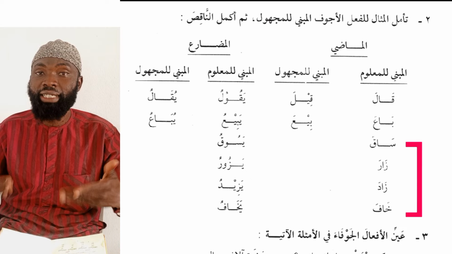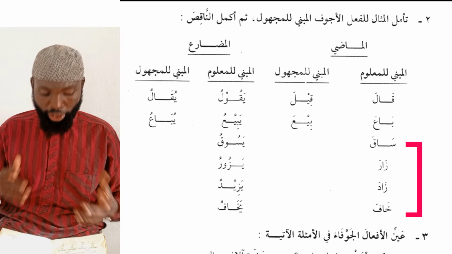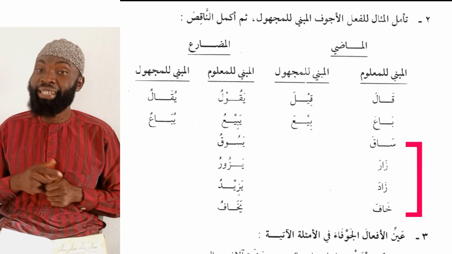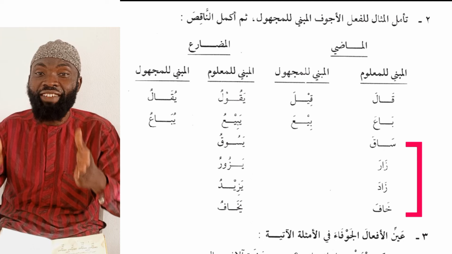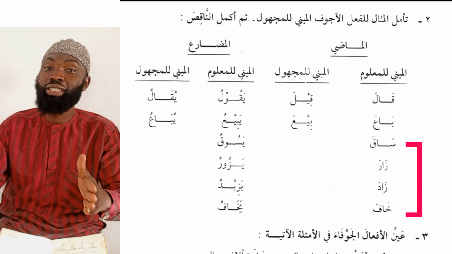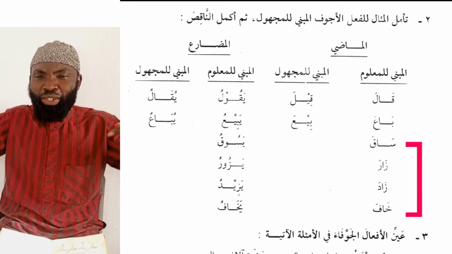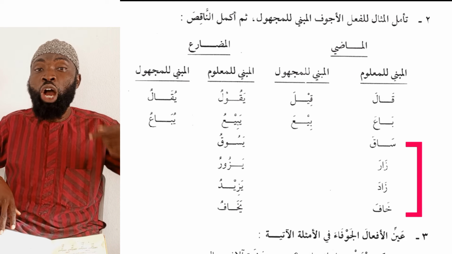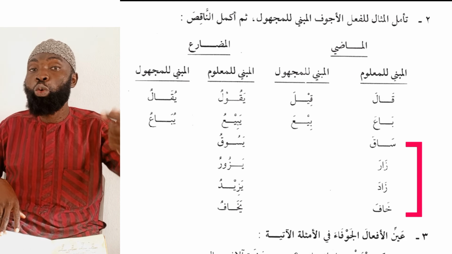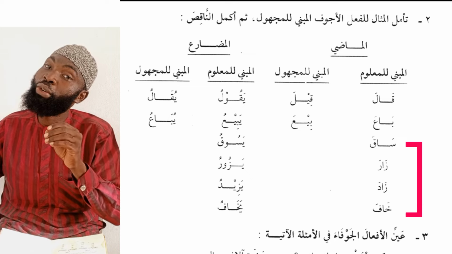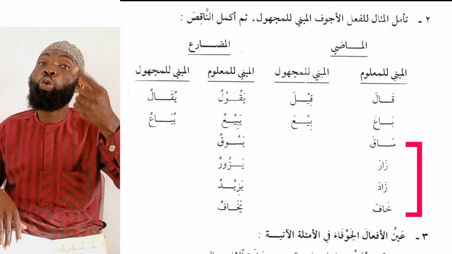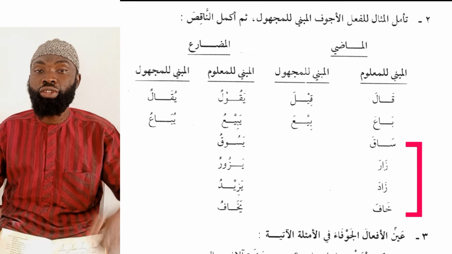To drive something, it is driven. But the performer of the action is not mentioned. So the present tense will be yasuku, he is driving. Yasuku Muhammad, Muhammad is driving his car. So if you want to say his car is being driven, you say yusaku for a masculine word. If it is for car, which is sayyaratu, it will be tusaku sayyara, the car is being driven.